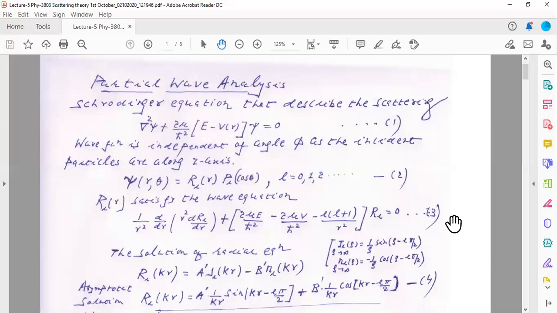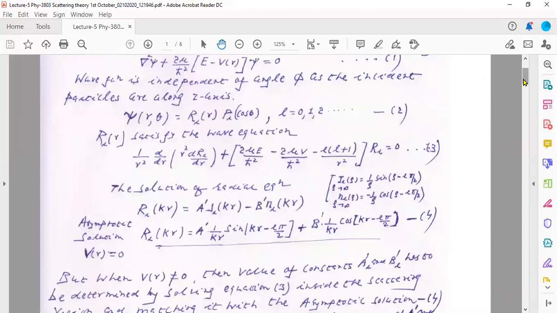You see, this is the solution, where please remember that the constants a dash and b dash are the constants which we calculated in the case when V of r is equal to 0. Now our basic problem is that we want to study the solution of the radial Schrodinger equation. Of course, we want to see the asymptotic solution, but here we want to find the solution when V is not equal to 0, when you have some potential.